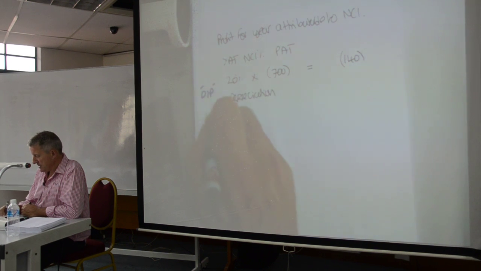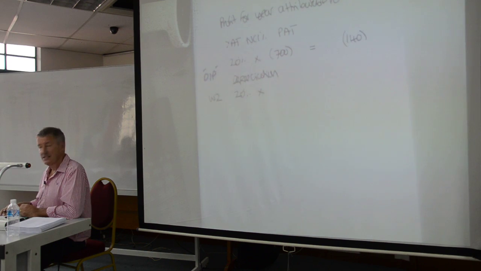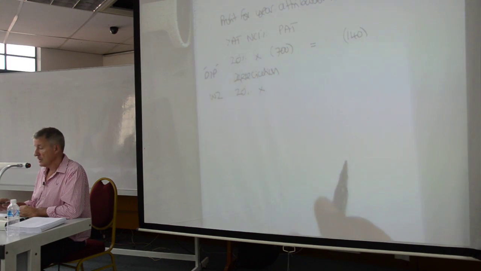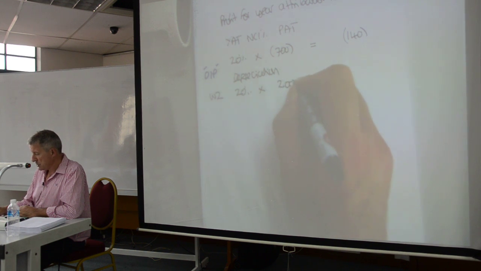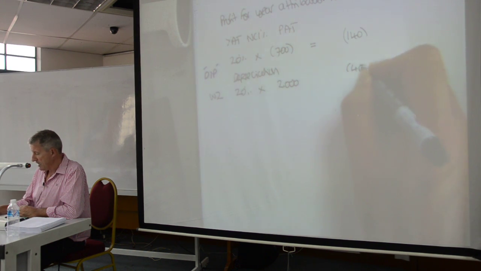And this we worked out in working 2. How much was the depreciation for YAT? 2,000. So we've got the depreciation adjustment there of 400.